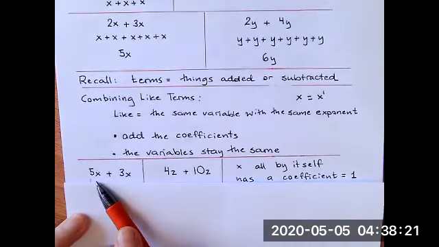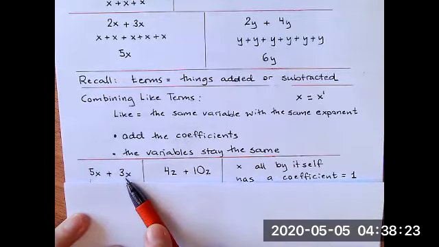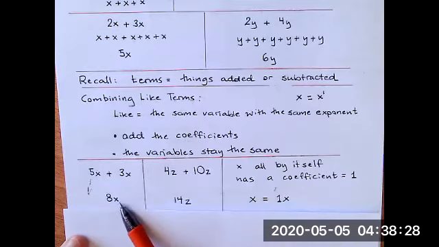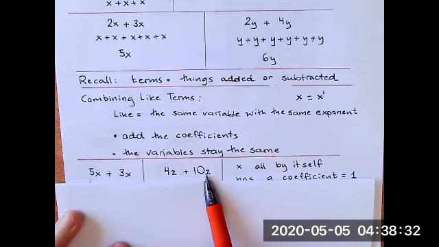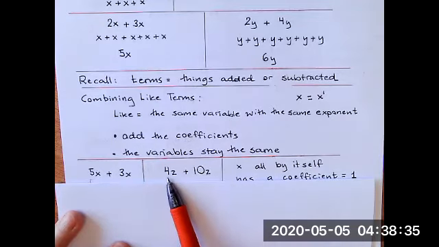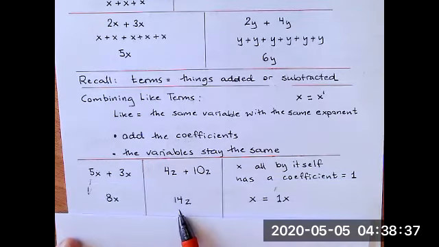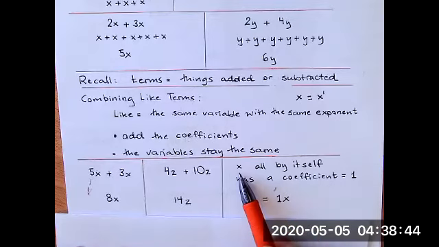So when you have 5x and 3x, you just add the 5 and the 3, and you get 8x. 4z and 10z, you just add the 4 and the 10, and you get 14z. And then when you have x by itself, it has a coefficient. The coefficient is equal to 1. So x by itself is just 1x.